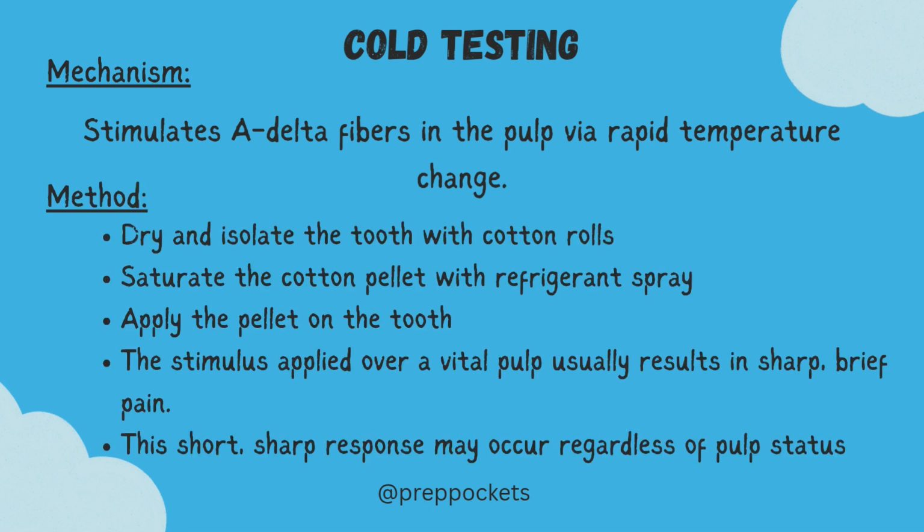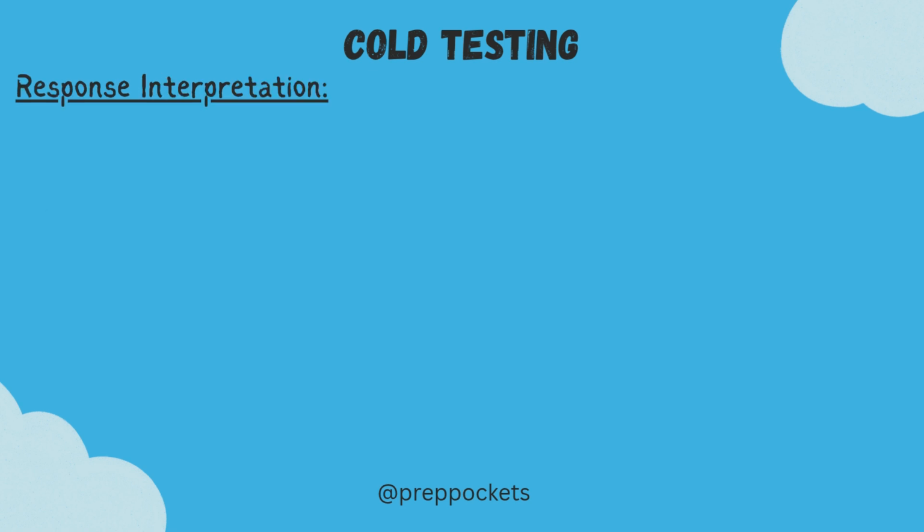What you have to do: first, isolate and dry the tooth and apply the refrigerant spray on a small cotton pellet. Apply that cotton pellet to the dried and isolated tooth. The stimulus applied usually results in sharp, brief pain, which may occur regardless of pulp status. How to interpret the responses?